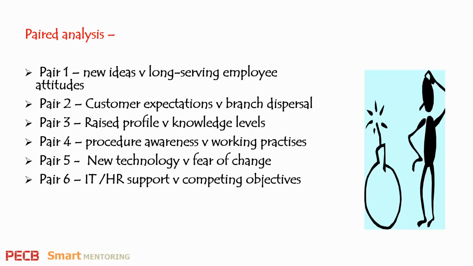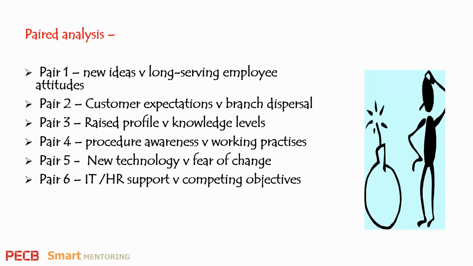New ideas versus long-standing service employees. The new ideas force is marginally more than the long service preference for the status quo, 7 against 6, so there's 1 point of difference. Next pair is dispersion against culture restraining. The force is 10 and the customer expectation is 8, so the gap is 2.